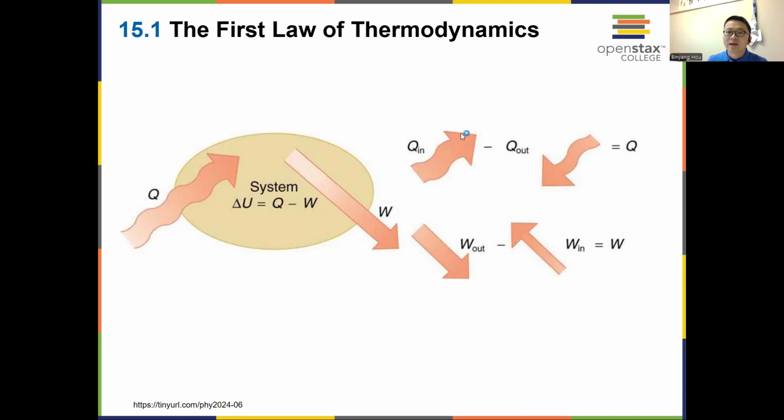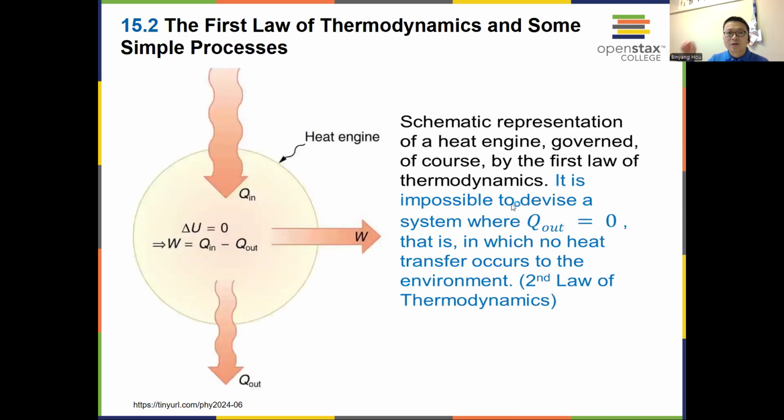Sometimes you might have multiple processes going on at the same time: heat goes out, and at the same time heat goes in, work is done to the outside, and the outside also does work on the system as well. So then you have to combine those. We talked about the application of the first law, which is a heat engine.